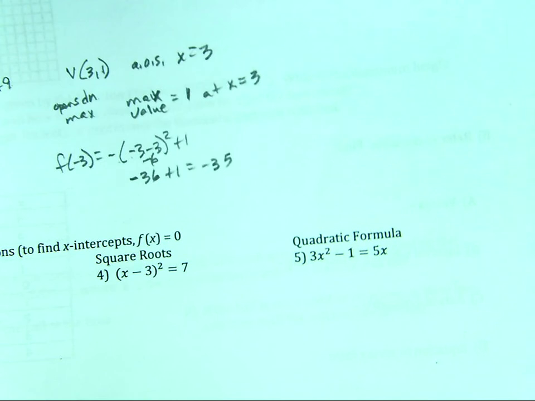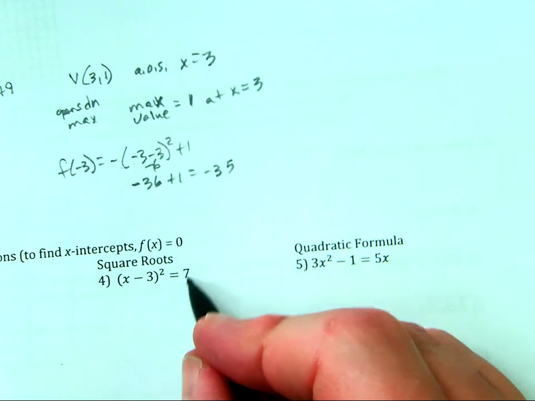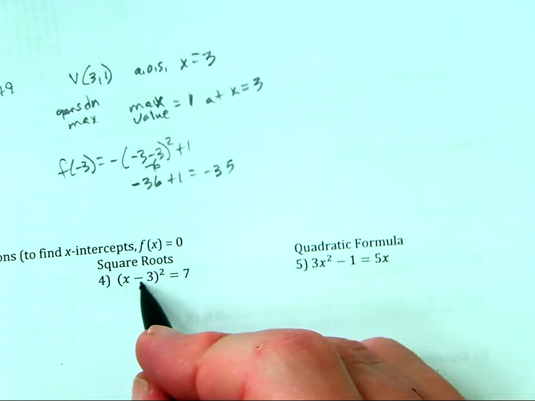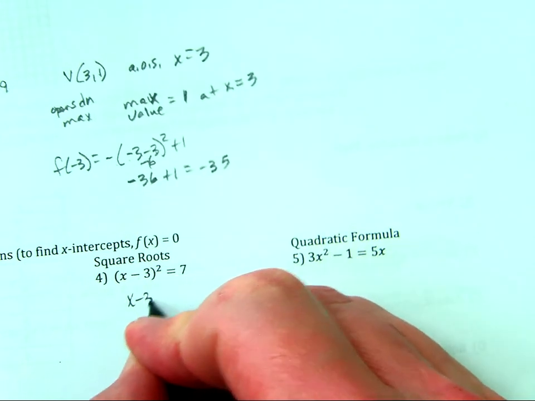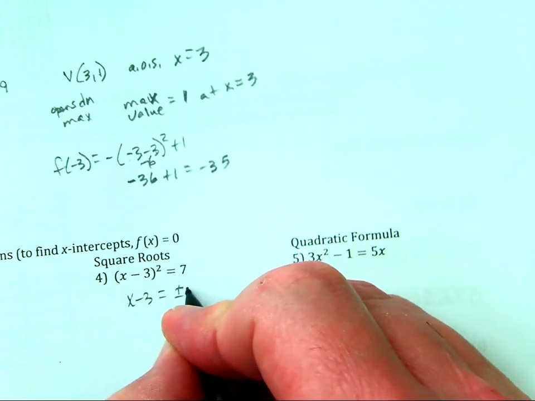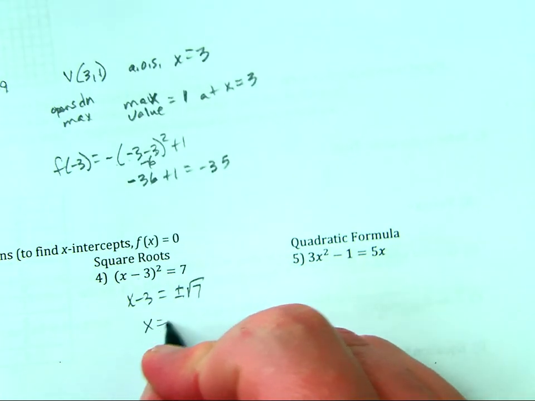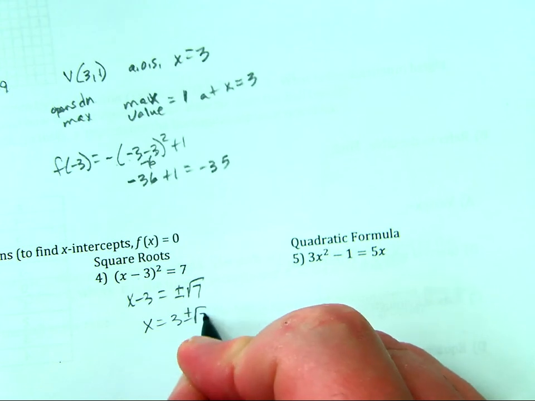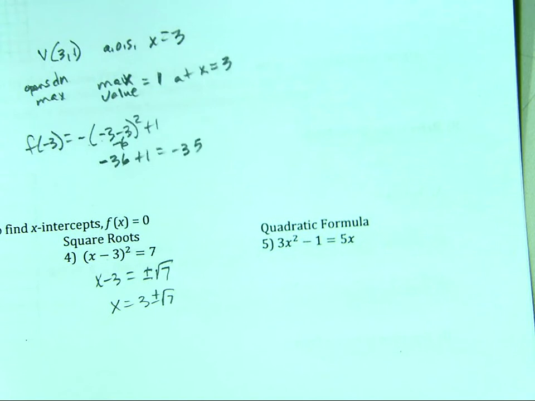Sometimes if you want to find the x-intercepts, if it's in vertex form, you can do this. So we move the 7 to the other side. Now, since it's a squared, we can square root both sides. So if we square root both sides, we get that. Don't forget the plus or minus. Now we can just move the 3. So that would tell us our two x-intercepts: 3 plus radical 7, 3 minus radical 7.